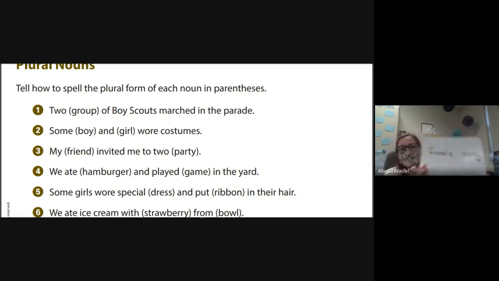Fabulous. The next one, we ate hamburger and played game in the yard. Obviously, those are both singular, and we need to make them plural. How do we make hamburger plural? Do we add ES, add S, or add IES? What do you think, Evan? Add S. Yep. And then how about games? It already ends in an E, so obviously we wouldn't add ES because that would look so silly.